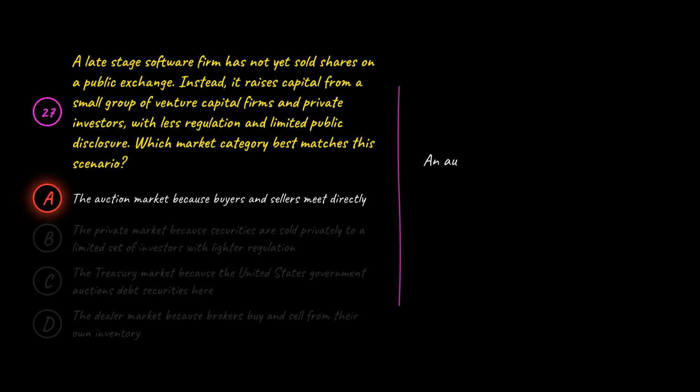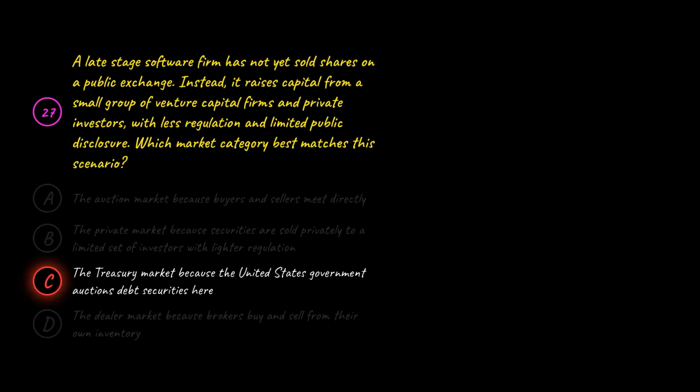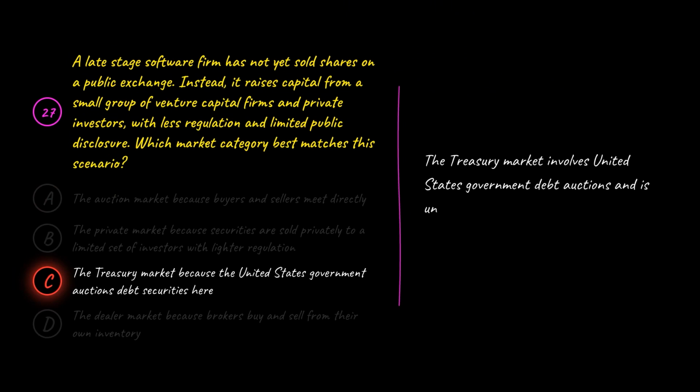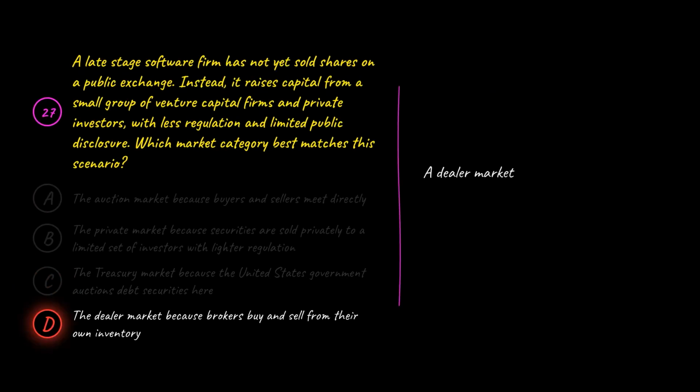A is wrong because an auction market is a structural feature of how prices are set when buyers and sellers meet directly. It does not describe whether securities are public or private. C is wrong because the treasury market involves United States government debt auctions and is unrelated to a software firm raising private equity capital. D is wrong because a dealer market refers to how trades are matched by dealers, not whether the securities are public or private.